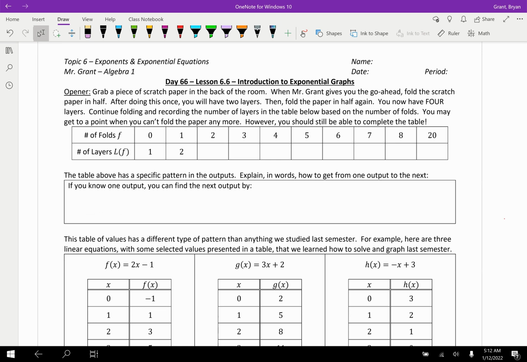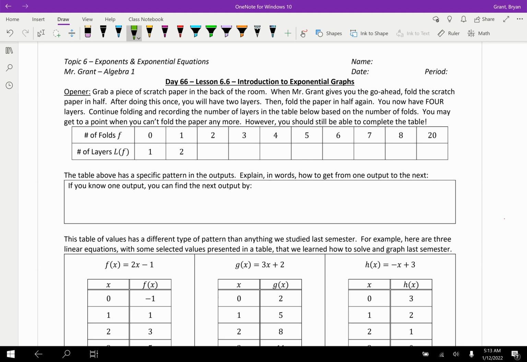So we're actually going to warm up with a bit of an experiment. I'd like you to grab a piece of scratch paper, and it doesn't matter how big or small the scratch paper is, though bigger is a little bit easier. What you're going to do is take your piece of scratch paper and fold the paper in half, either lengthwise or widthwise, hot dog or hamburger, whatever sounds good to you.